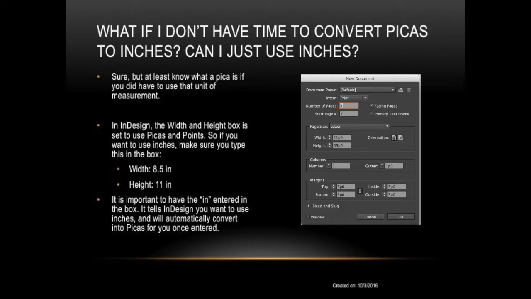In InDesign, the width and height box is set to use picas and points. So if you want to use inches, make sure you type this in the box. So for width, you want to type in 8.5 IN, and for the height, 11 IN. It's important to have the IN entered in the box because it tells InDesign that you want to use inches, and it will automatically convert those into picas once you have entered those into those boxes.